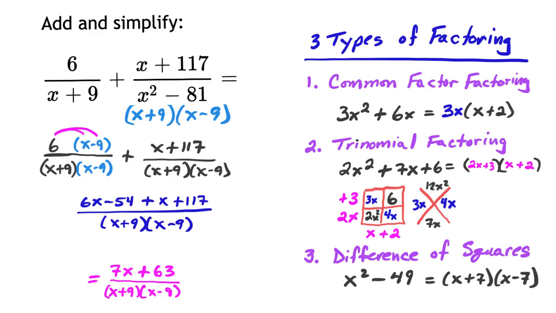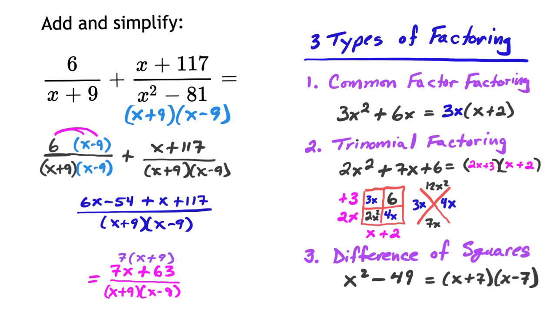Now, a lot of you might stop right there, but again, be thinking of all the types of factoring you could do. Are there any common factors? Well, sure enough, 7 goes into 7 once, and 7 goes into 63 9 times. We could take that out, and then we could write it as 7 times parentheses x plus 9. Because if you were to multiply that back together, you'd have 7x plus 63.